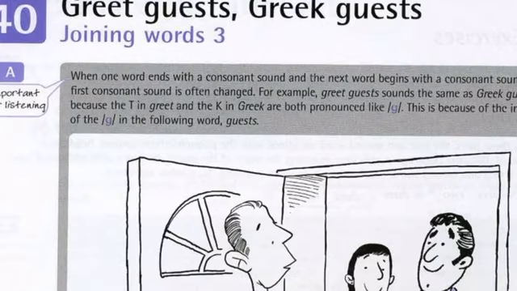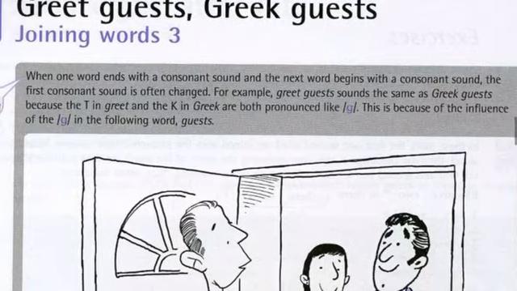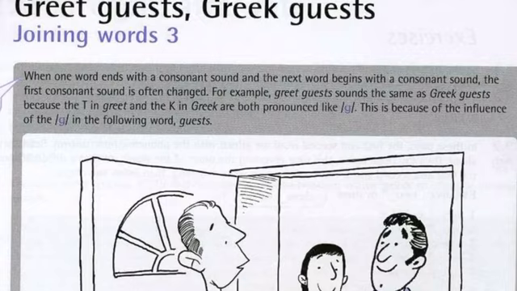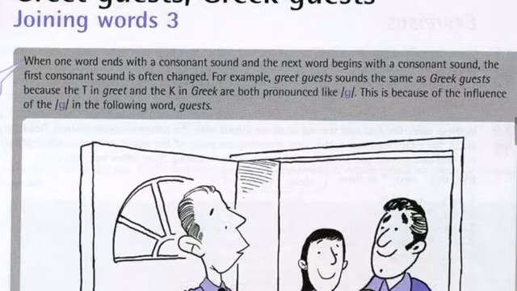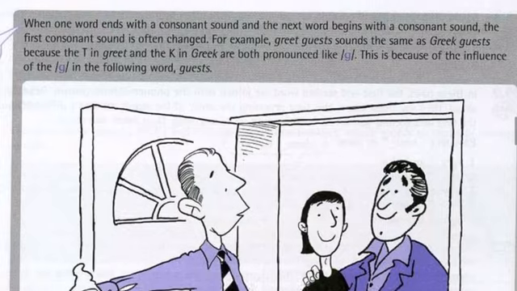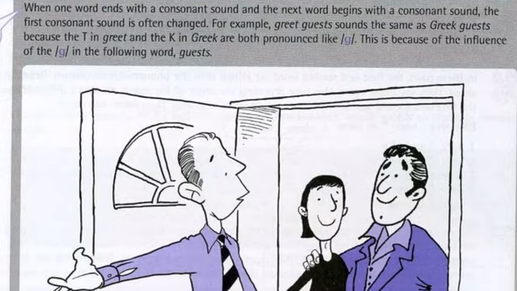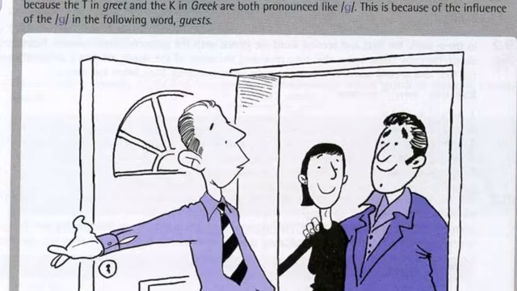When one word ends with a consonant sound and the next word begins with a consonant sound, the first consonant sound is often changed. So for example, Greek guests sounds the same as Greek guests. The t sound in Greek and the k sound in the word Greek are both pronounced like k. This is because of the influence of g in the following word guests, and this is what we call assimilation.